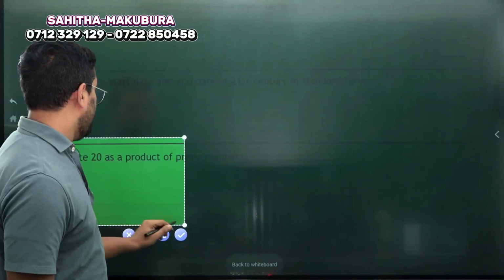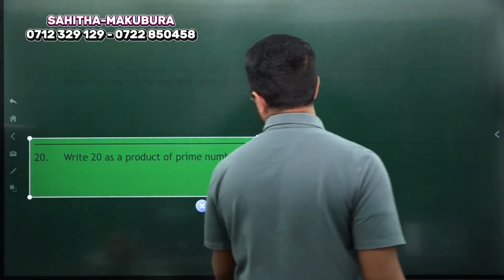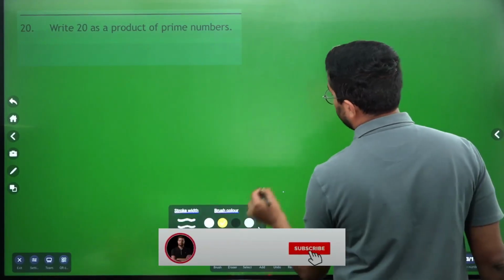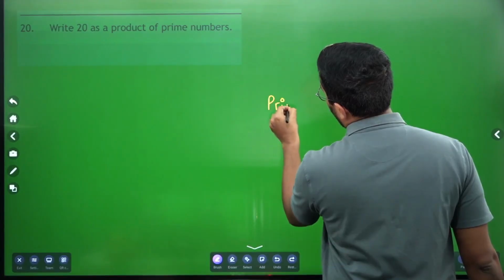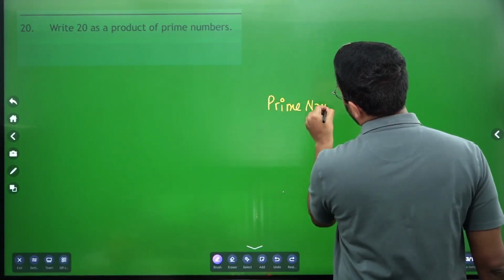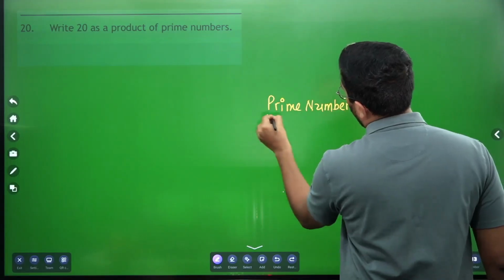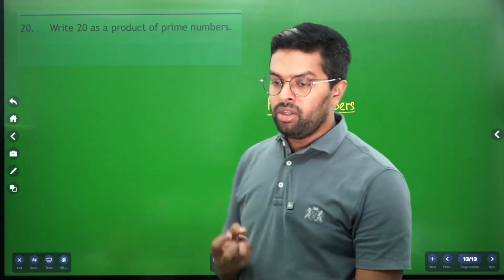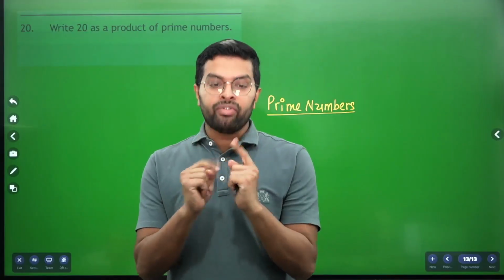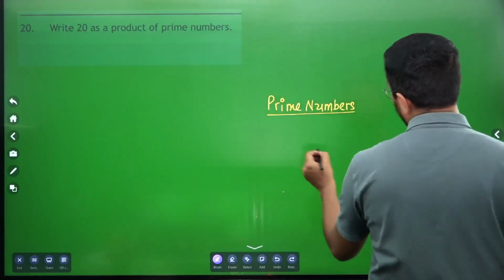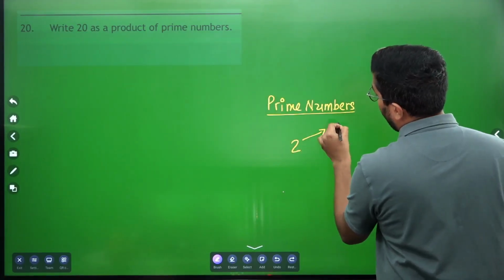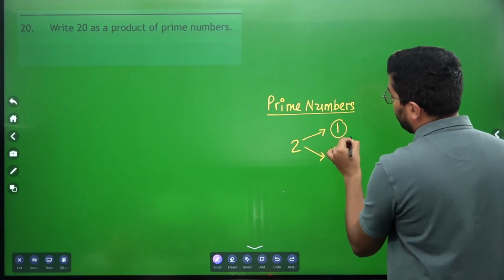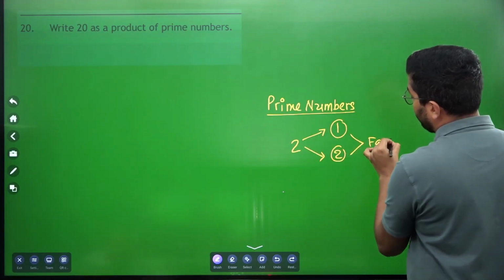Right. Question number 20 asks us to write 20 as a product of prime numbers. Puthe, can you remember what prime numbers are? Prime numbers are the numbers which only have two different factors. When it comes to number 2, you can divide 2 by 1 without any remainder, and you can divide 2 by 2 without any remainder. So 1 and 2 are the factors of 2.